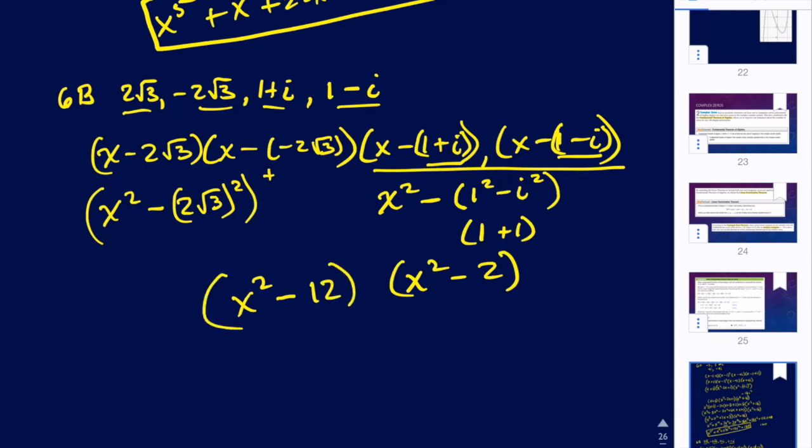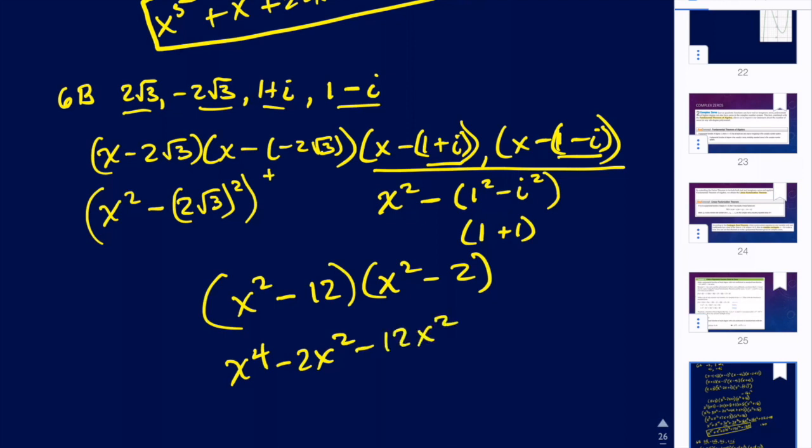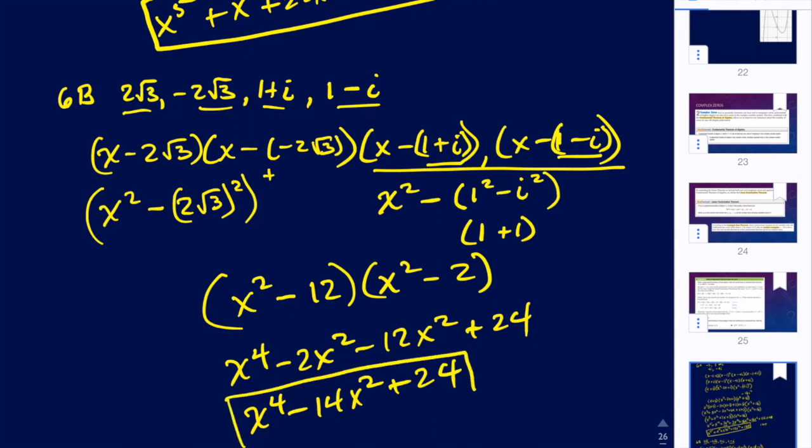So there that is. And as we pull this all together, then we just have to use FOIL here to bring these together. This ends up being x to the 4th minus 2x squared minus 12x squared, and then negative times negative is positive 24. And to finish it off, we just combine the like terms in the middle. x to the 4th minus 14x squared plus 24, and we're done. There is our least degree polynomial containing these zeros.